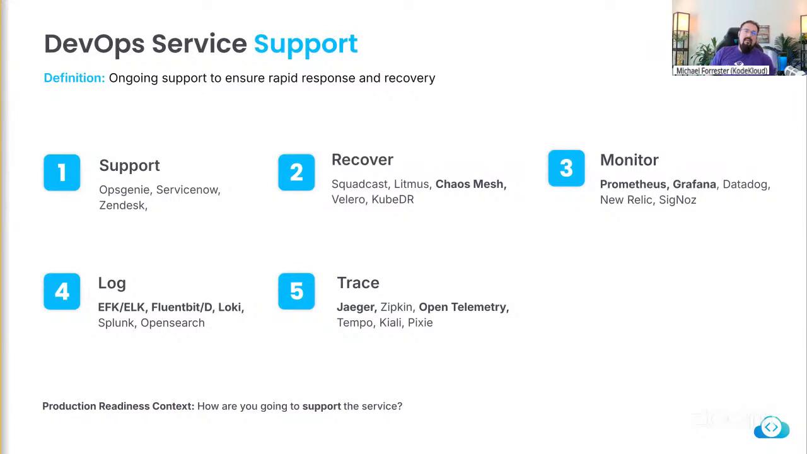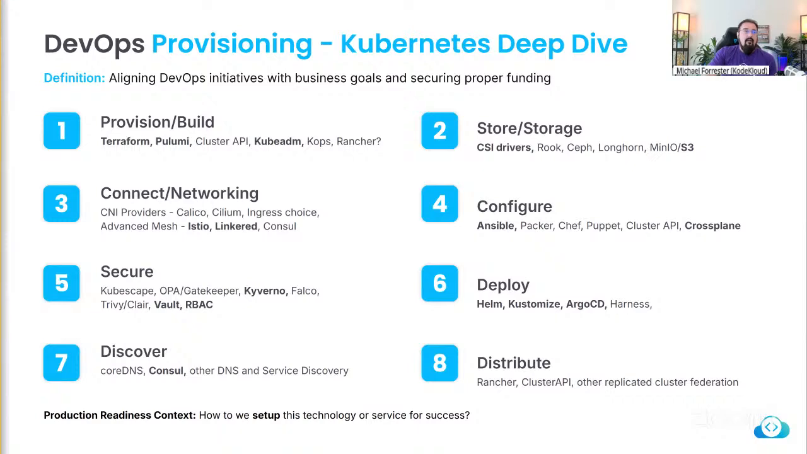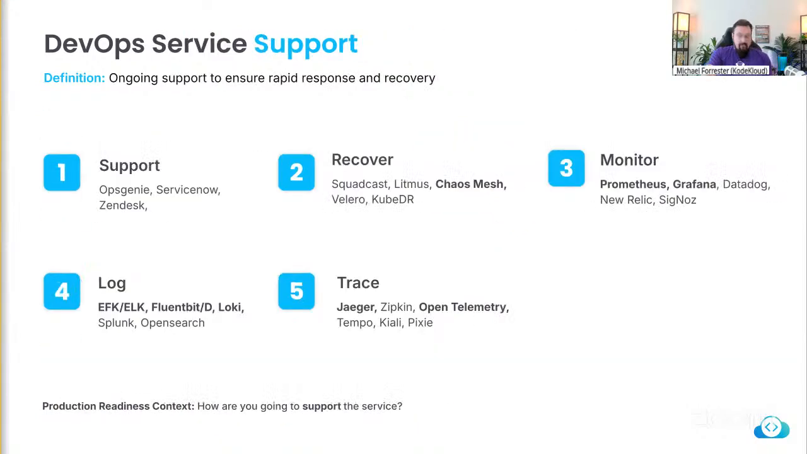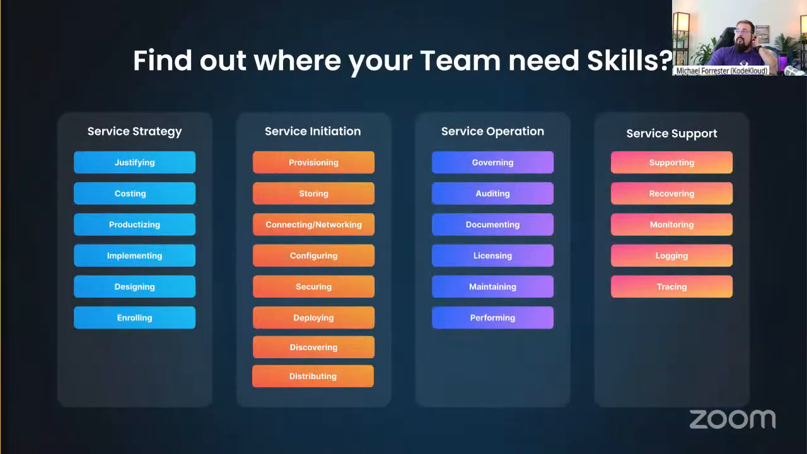Like, for example, tracing, most people won't figure out tracing on day one of launch. Should you figure out tracing? I don't know, if you're running applications, probably, right? So the idea here is that if we're deep diving into Kubernetes, these are the other technologies that you might need to dive into. So just being mindful of time. This is going to help you find out where your team needs skills.